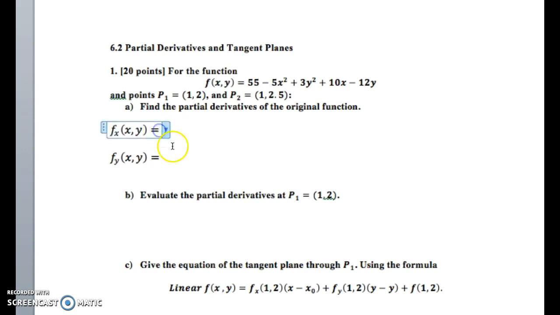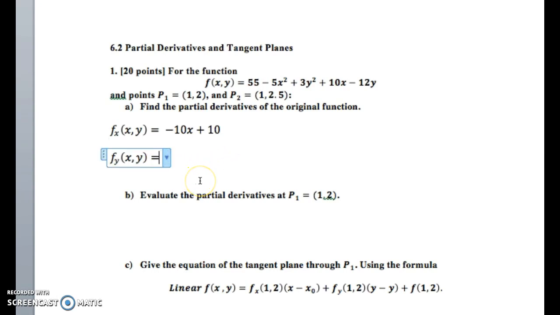Looking at the function, if you take the partial derivative with respect to x, you just treat y as a constant, so it would kind of be used as a number. So 55 is a number. If you take the derivative, it turns into 0. The derivative of minus 5x squared is minus 10x. Then we're going to have 3y squared. Y is a number, so that derivative would be 0. And the derivative of 10x would be plus 10. And similarly, minus 12y. Y is just a number, so that drops out when taking the derivative. So we have that the partial with respect to x is just minus 10x plus 10.